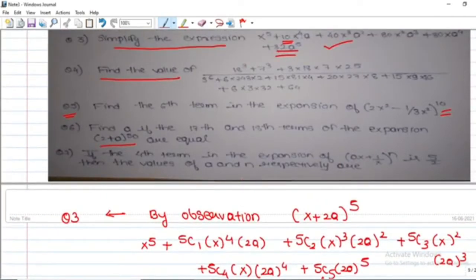Now the next question is the 7th question, which says: if the fourth term in the expansion of (ax plus 1 by x) power n is 5 by 2, then the values of a and n respectively are.